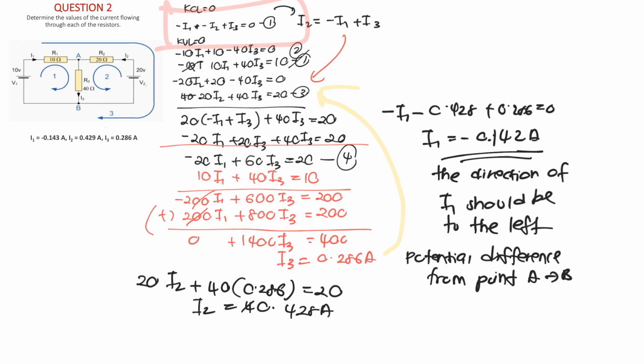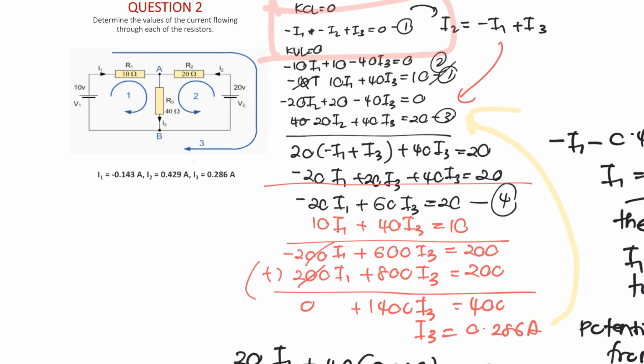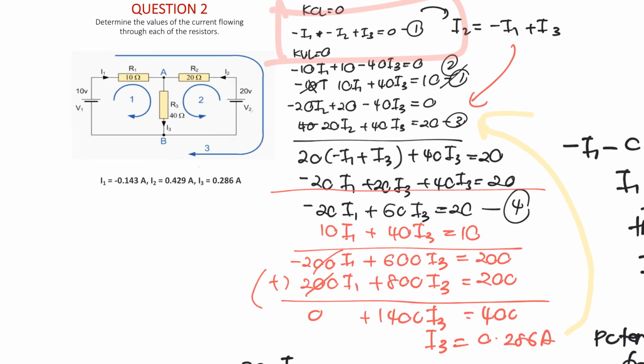to point B. Now if you look at the diagram, you have a lot of paths you can actually choose from point A to point B. You can choose this path, or you can choose A to B with this path, or with this path. Any path, you are going to get the same value of potential difference because it's a closed loop. This is one of the methods you can use to check whether your unknown current is right or wrong.